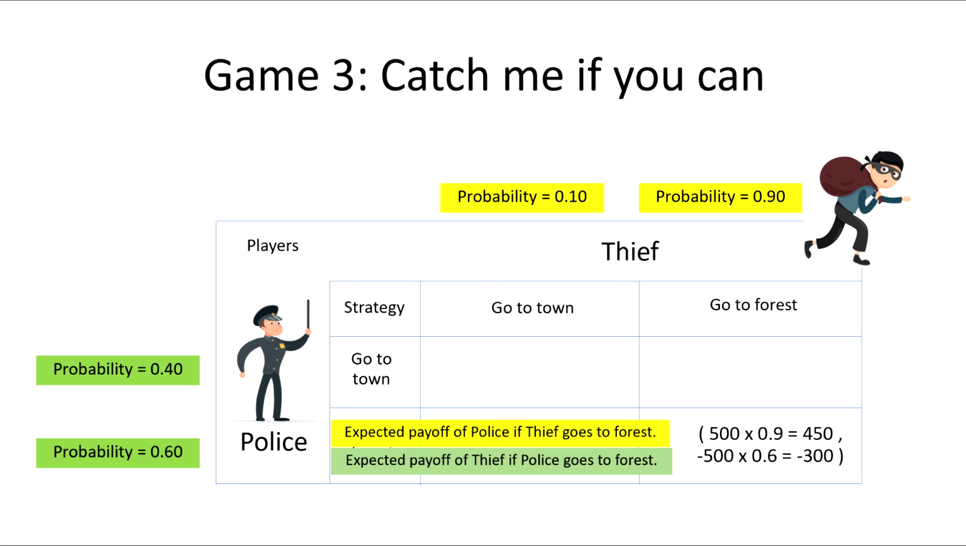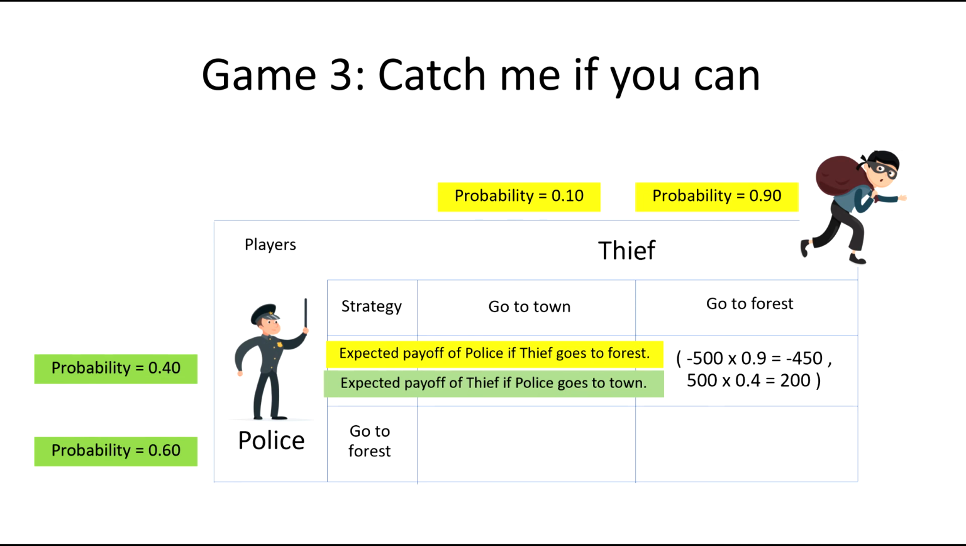Now, if the police goes to the forest and the thief goes to the forest too, then the police will gain 500 because he can catch the thief with the probability of 90%. Then the police will gain 450 U-tunes. But for the thief, he expects that if he goes to the forest and the police goes to the forest too, he will lose 500 with a probability of 60%. Then he expects that he will lose 300 U-tunes.